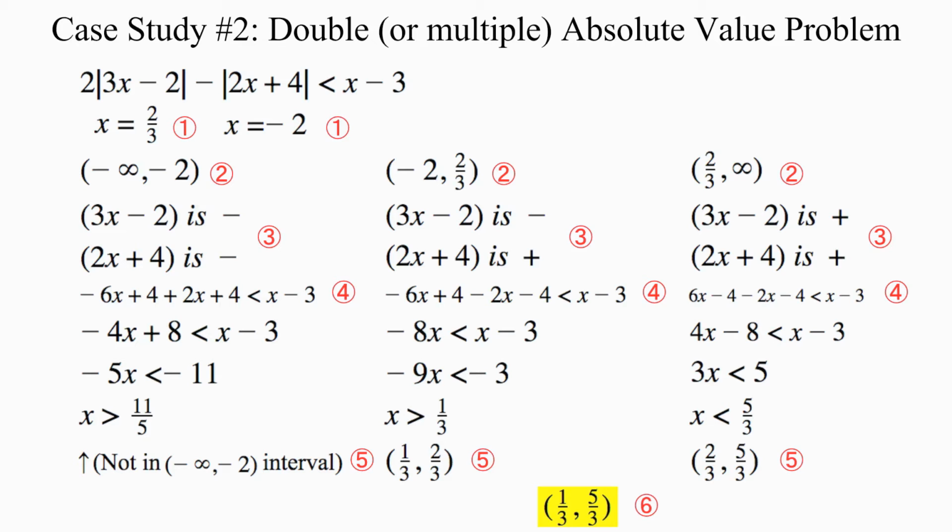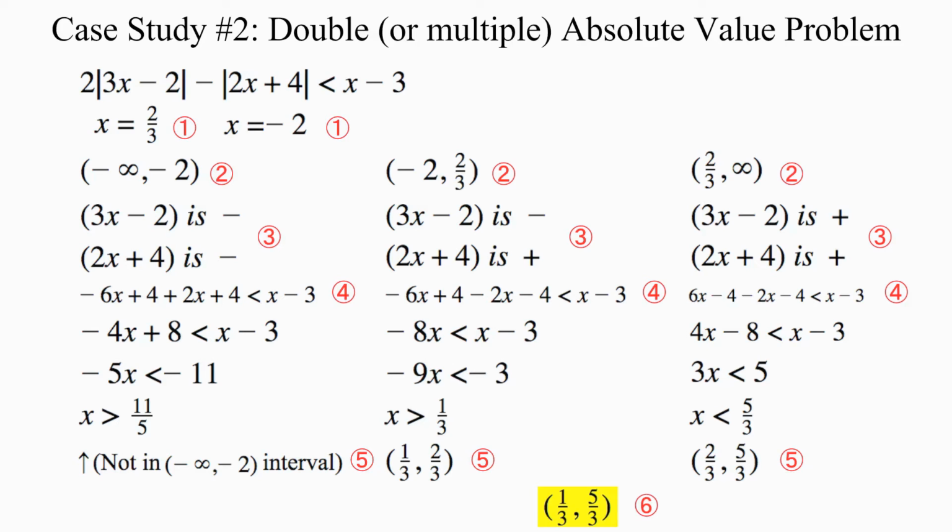The third thing we do is we test each absolute value in the given interval to see whether it's negative or positive. For the first interval, we get that both are negative. For the second interval, we get 3x minus 2 is negative, while 2x plus 4 is positive. For the third interval, we get that both are positive. Number 4 is taking those negative or positive values from the test intervals and applying them back into the original inequality to get 3 different inequalities to solve for.